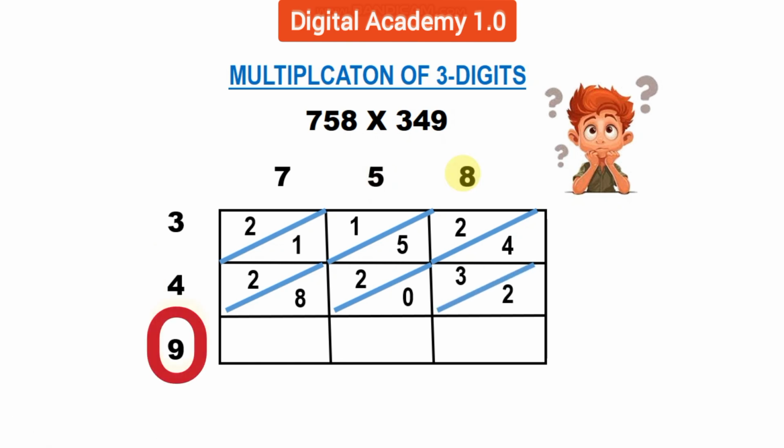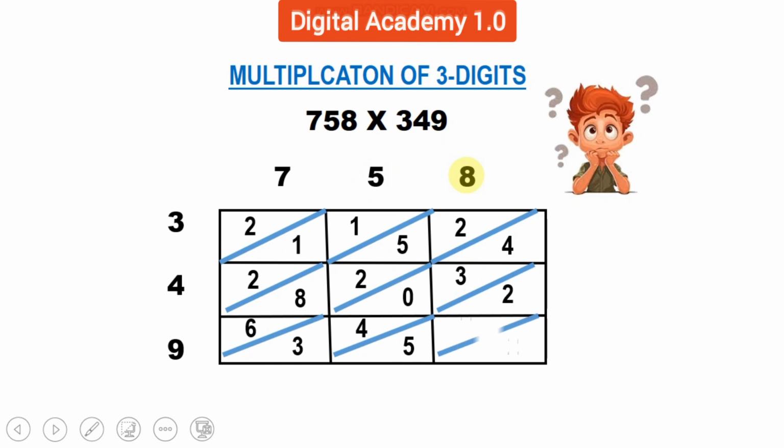Next take 9. 9 times 7 equals 63. 9 times 5 equals 45. 9 times 8 equals 72. Step 2. Sum up the values diagonally and get the final answer this way.